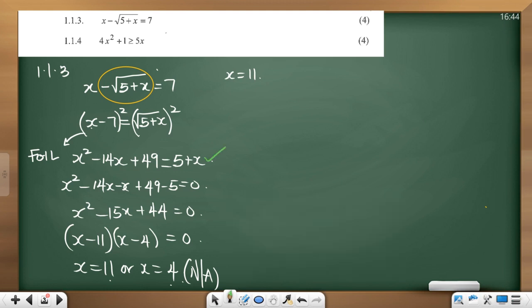For expanding, 1 mark. Equals to 0 standard form, 1 mark. For your factors, 1 mark. And for selecting the correct answer, 1 mark. If you leave your answer without selection, you lose that mark. I hope we are clear.